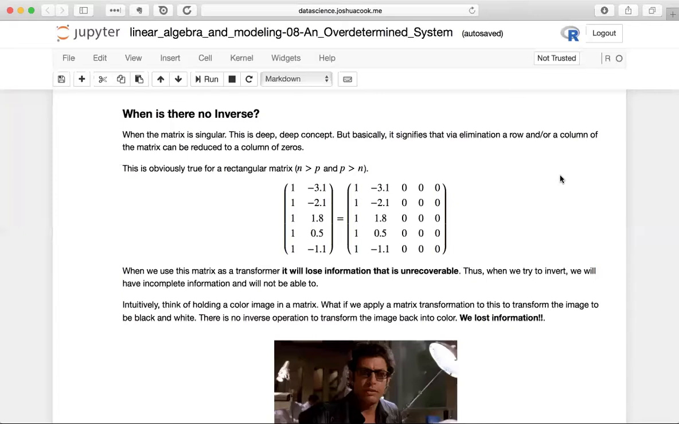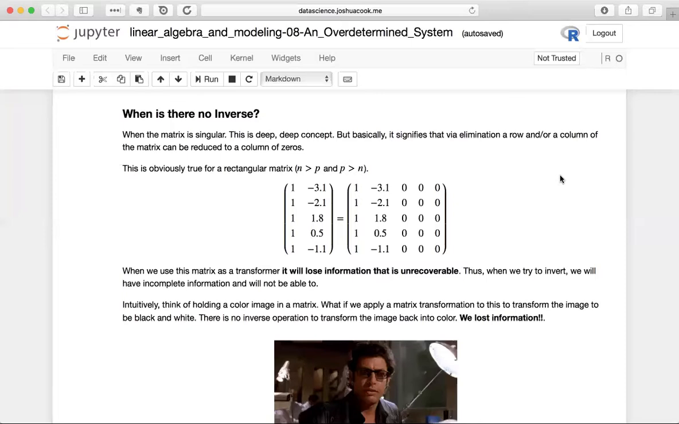And what this means is when you're using the matrix as a transformer, doing a matrix multiplication to change one matrix into another, if you're multiplying by all zeros, you're going to lose information. You're going to be zeroing values out. And when you try to change it back, you can never recover that information.